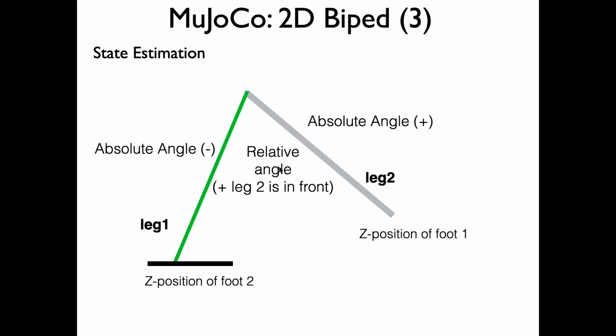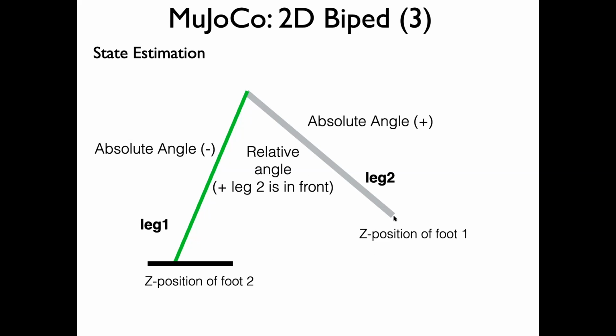There's another relative angle between the legs, and that is precisely the hip angle. So that is readily available. We don't really need to worry too much about it. We will see that if the leg 2 is in front, this angle is positive, and if it's behind, the gray is behind, it's negative.